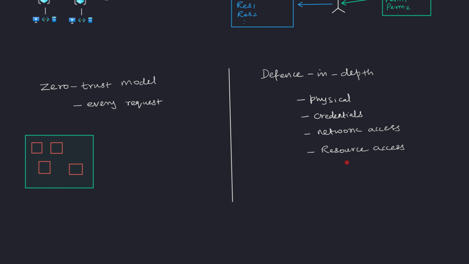And the resource access. So if you take the VM example, even if you have access to the network, if you don't have valid credentials to access the virtual machine itself, then you cannot access it. So if you see here, we have several layers of security. We start from physical, then you need to have credentials to access Azure itself. Then you need to have access to the network. Then you need to have the right credentials or permissions to access the individual resources. There are many different layers in between. I just covered the most important ones. But the principle is we have many different layers of security. So that is why it is called defense in depth.